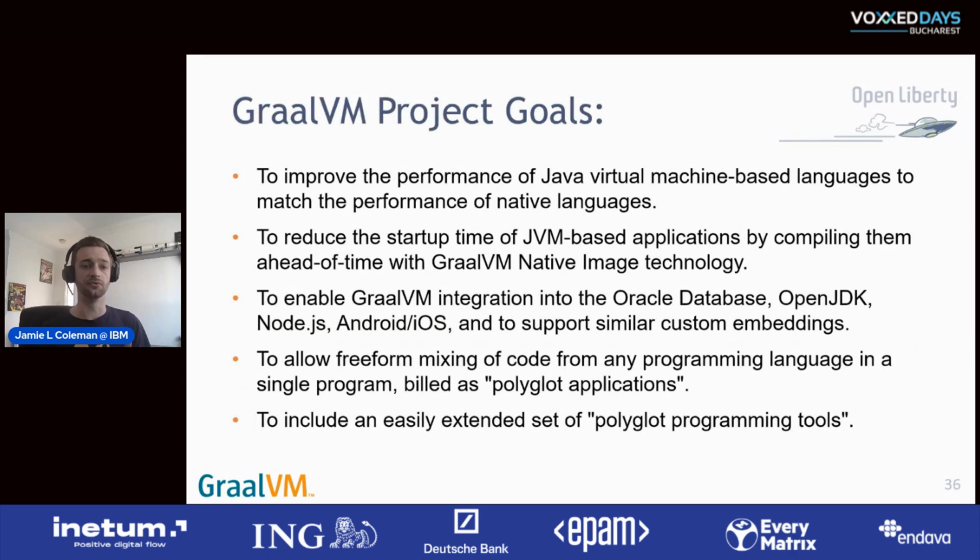Now, these were the goals of the GraalVM project, and they had to go back to the drawing board with this. To improve the performance of Java virtual machine-based languages to match native languages; to reduce the startup time of JVM applications, using things like compiling ahead of time; to enable GraalVM integration into Oracle database, etc.; to allow the freedom of mixing code from different languages, so polyglot applications; and to include an easily extendable set of polyglot programming tools.